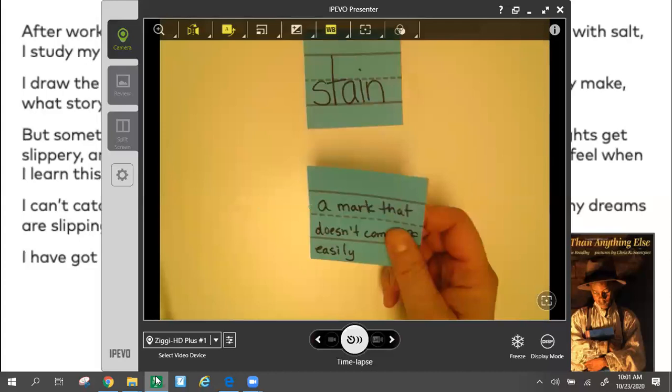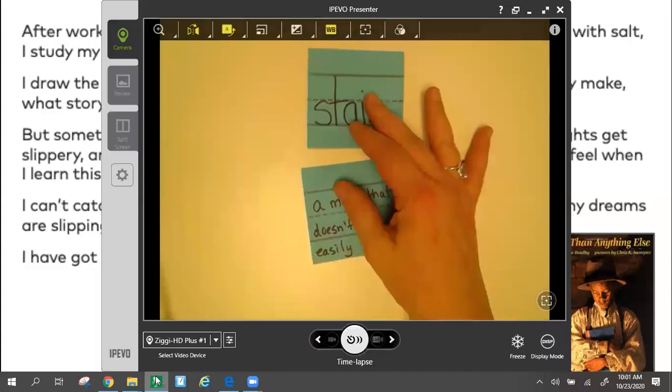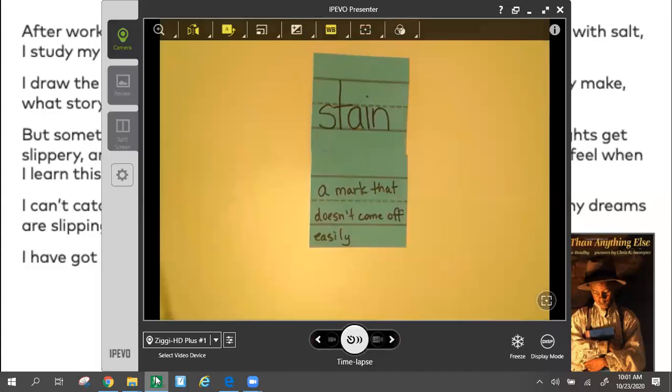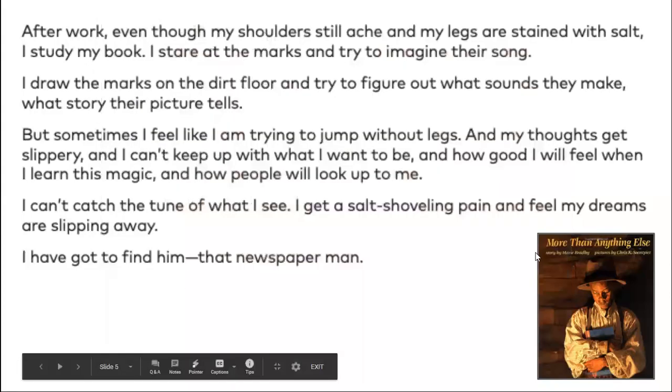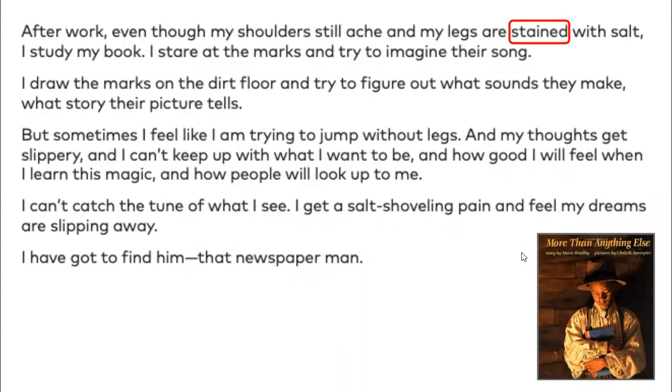Yeah, no, that's perfect. So a stain is a mark that doesn't come off easily. And you all sort of expressed that, right? So in this case, we talked about a rug, we talked about clothes. In this case, let's read his sentence again. After work, even though my shoulders still ache and my legs are stained with salt.